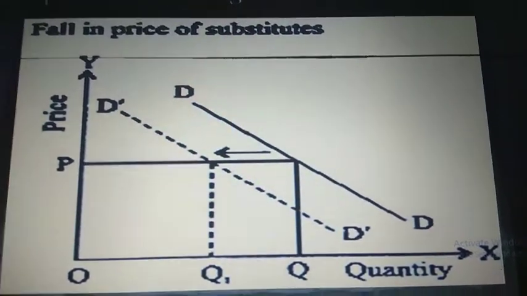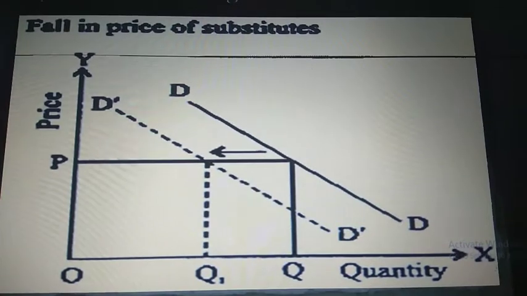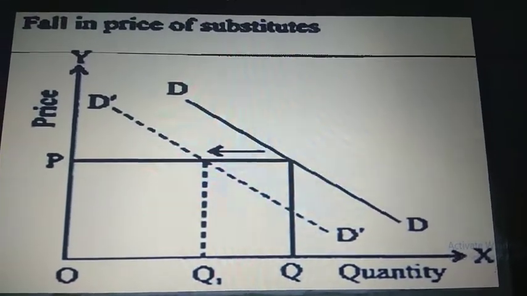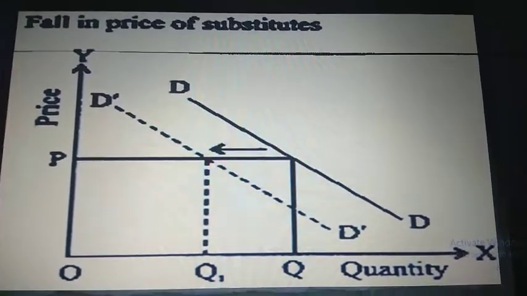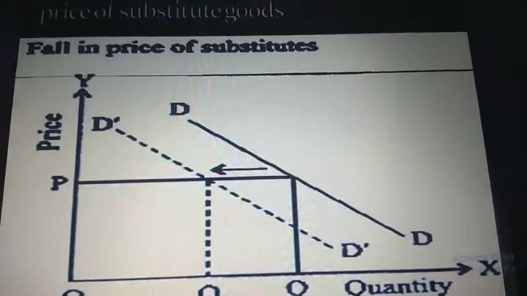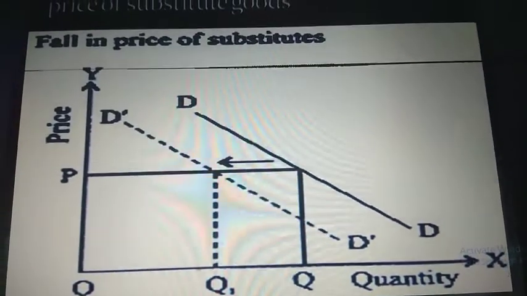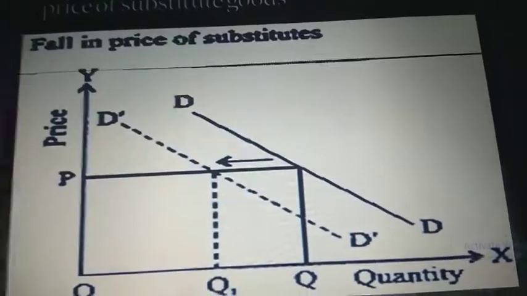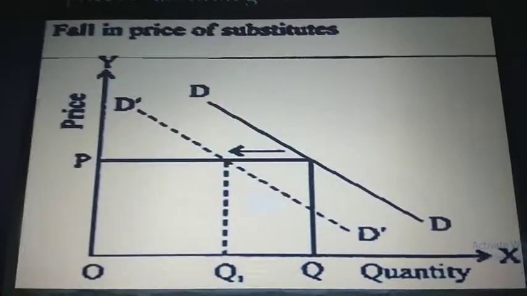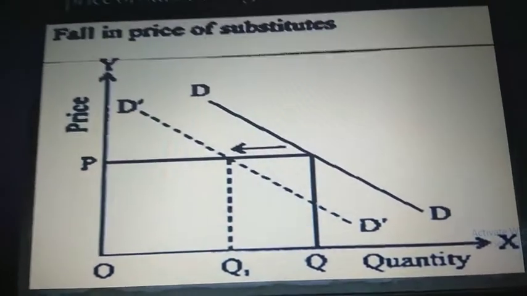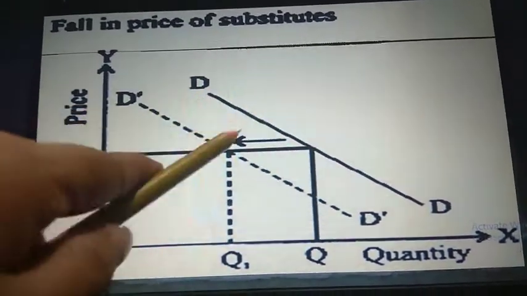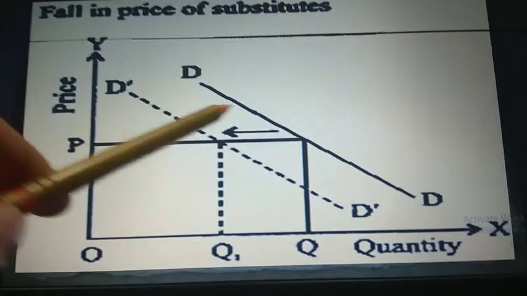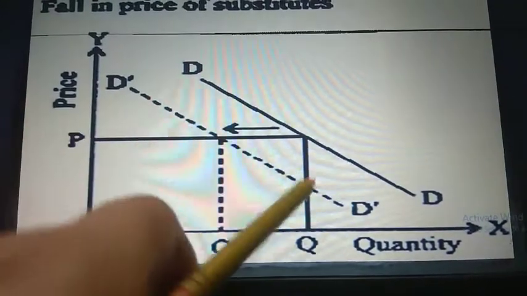If the price of coffee falls, what happens to the demand of tea? The demand of tea also decreases because the price of coffee has fallen. And if the price of coffee has fallen, that means consuming tea will become expensive for the consumer. So they will consume less tea, which is represented by a leftward shift in demand curve.